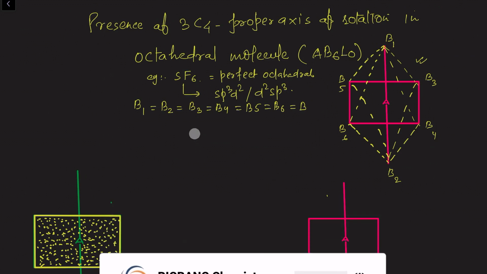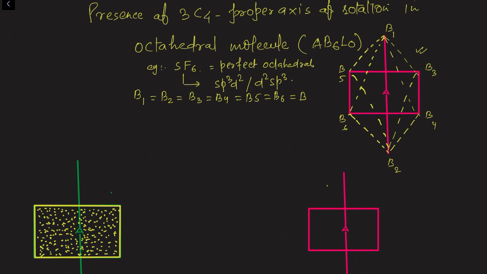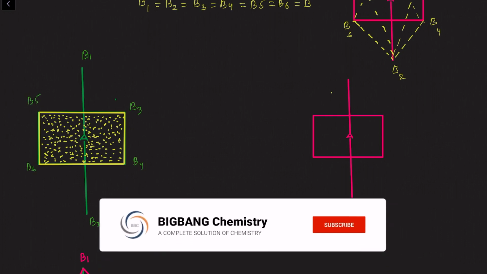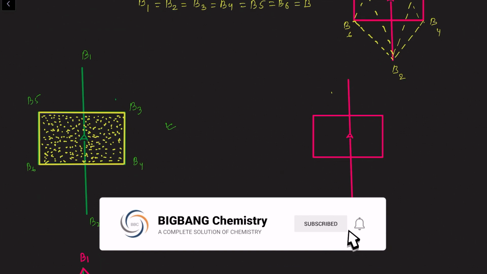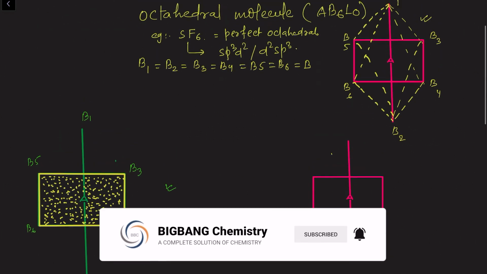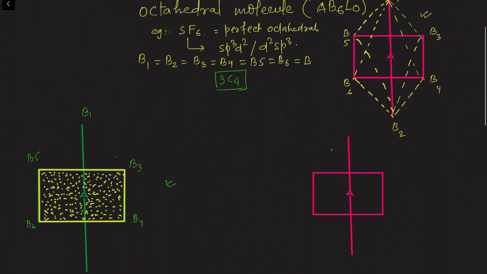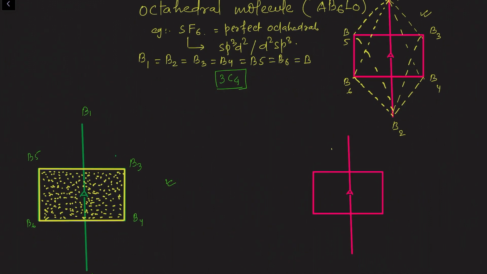For this, again check that this is the first octahedral molecule shape. Now we are going to number it: B1, B2, B3, B4, B5, B6. When you check this molecule, the total number of C4 axes present in this octahedral molecule is 3. But now how do we visualize it? So check the presence of 3 C4 proper axes of rotation in the octahedral molecule.